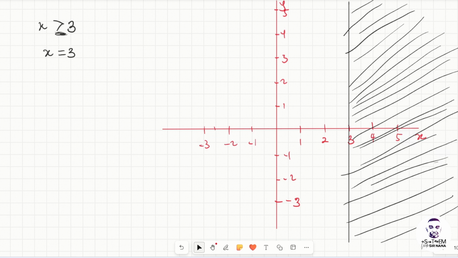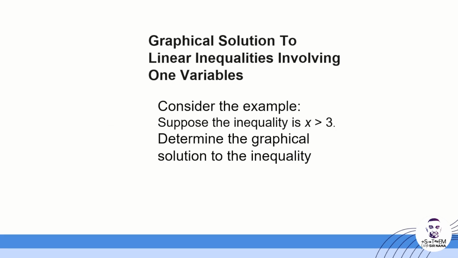So we see this side is greater. When we move this way, we are coming to lesser sides. So 2 is less than 3, so it doesn't satisfy. 1 is less than 3, 0 is less than 3. But when we move towards 4, 5, and 6, we are moving to x greater than 3. So that is the graphical solution for this linear inequality, because it involves one variable.